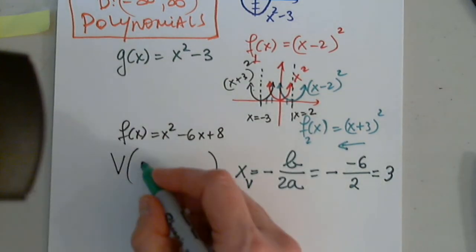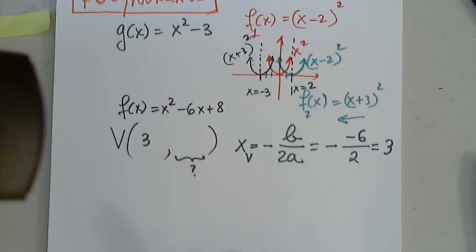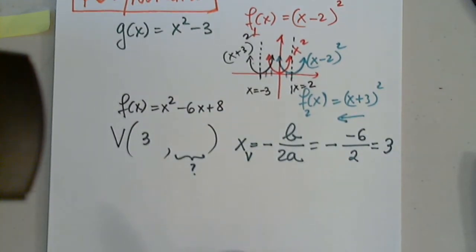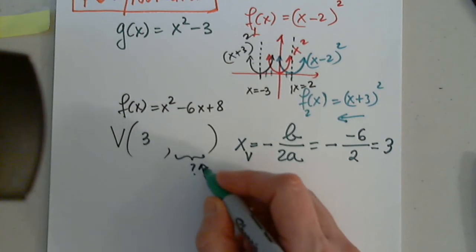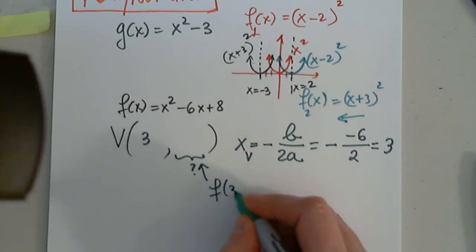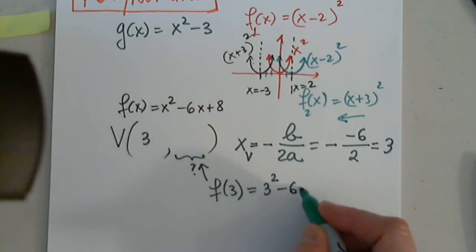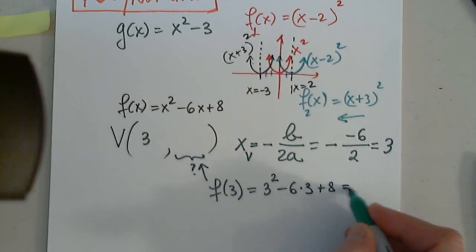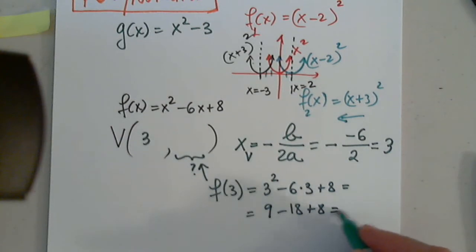How do I determine the y coordinate of the vertex? It's the function of negative b over 2a. So this is 3 squared minus 6 times 3 plus 8. So 9 minus 18 plus 8. So this is 17 minus 18, -1.